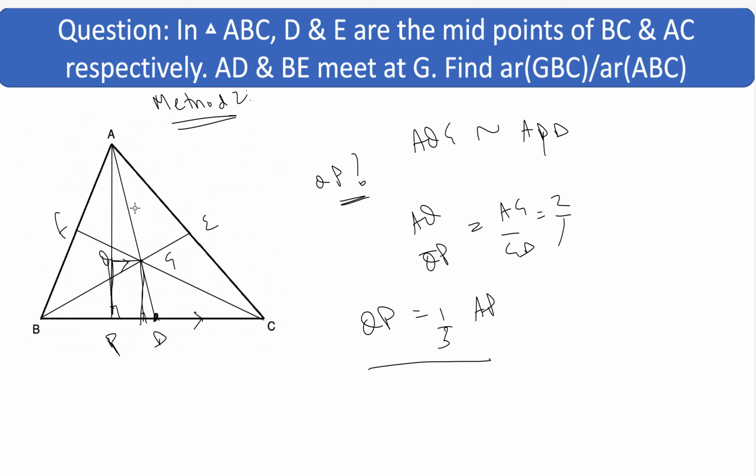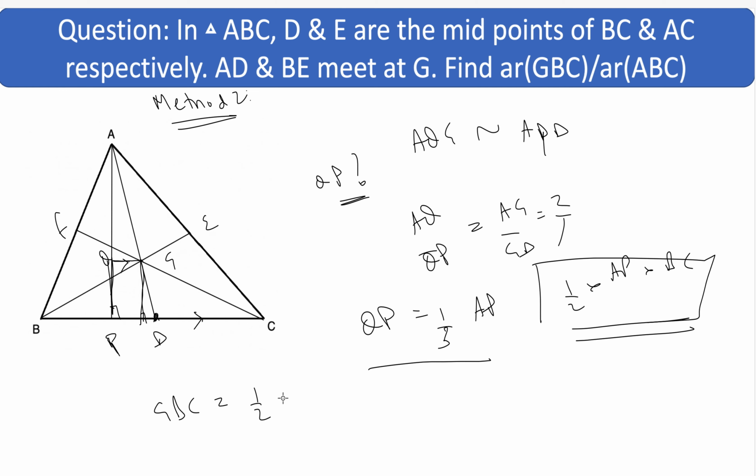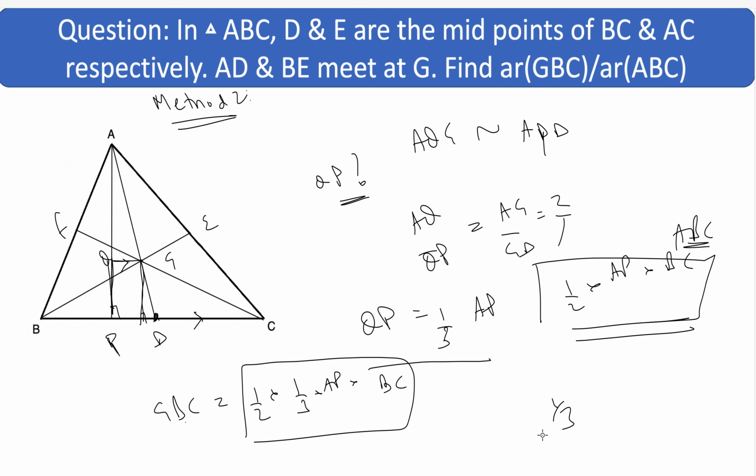Okay. What is the entire triangle area? Half into AP into BC. This is area of triangle ABC. What is the area of triangle GBC? Half into QP. QP is 1/3 of AP into BC. Base is that. Divide GBC by ABC. This is area of triangle ABC is this. Divide these. What do you get? 1 by 3. This half AP BC gets cancelled. What you are left is 1 by 3. This also you will do it.